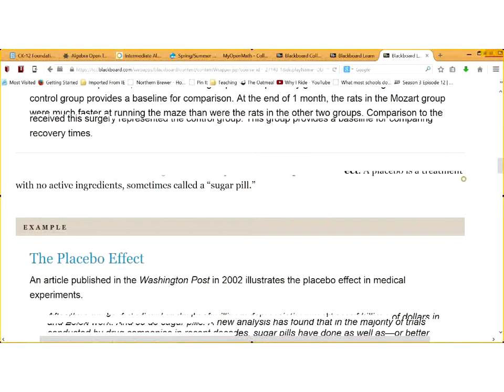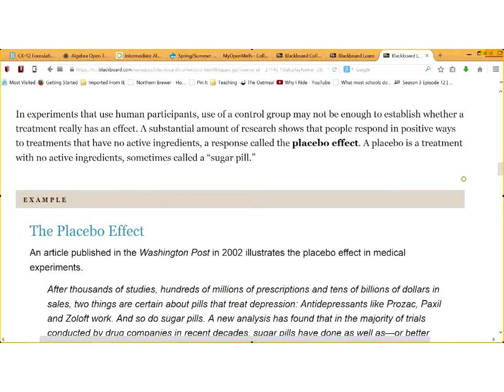You can also include a placebo in addition to a control group. This often happens in medical experiments where they're testing medications. In that case, the control group would not receive the medicine, but the placebo group would receive what we call a fake medicine.